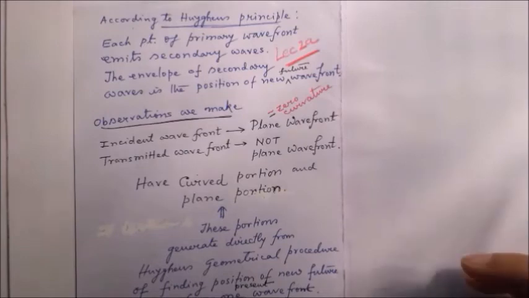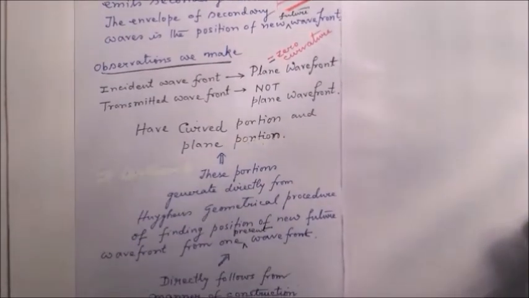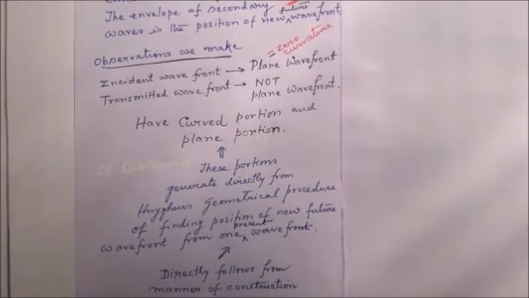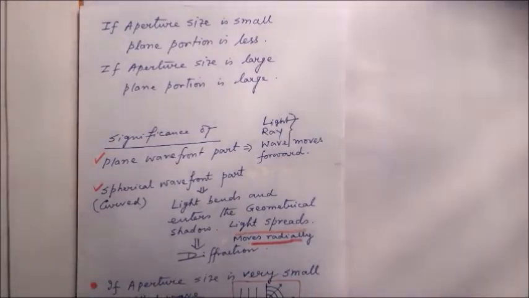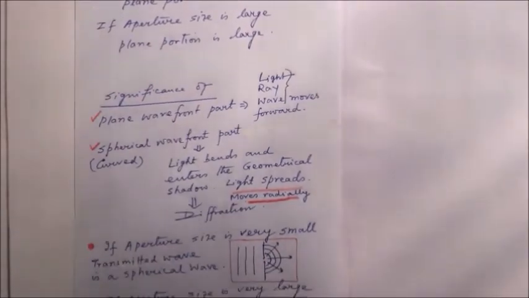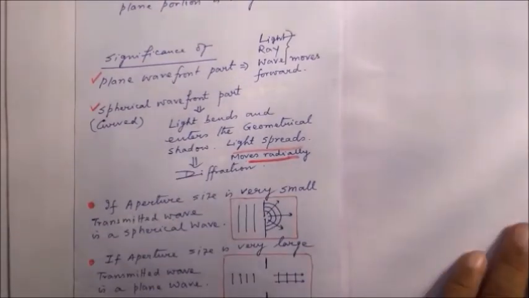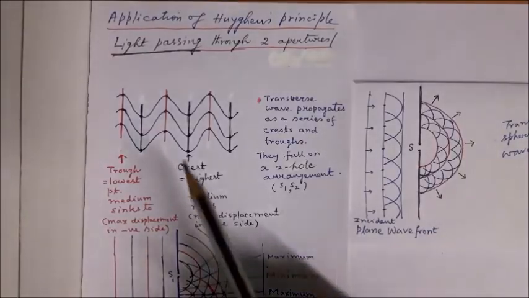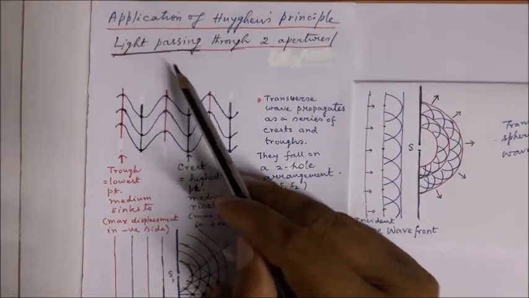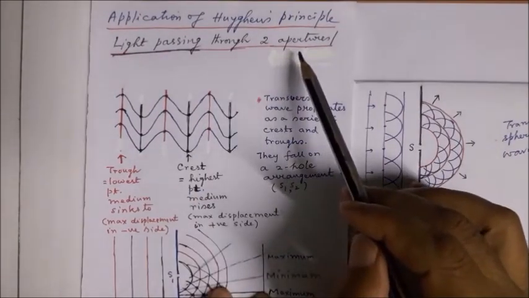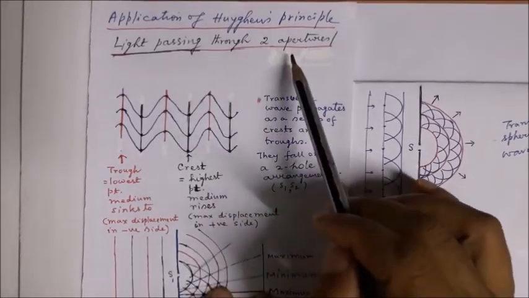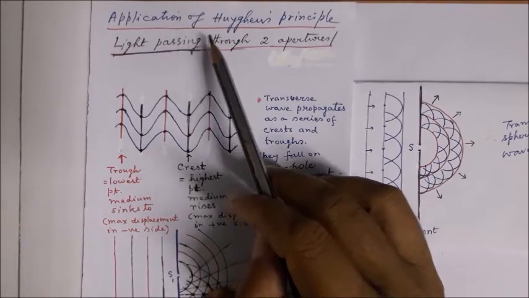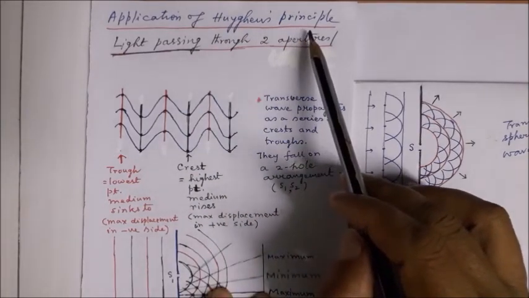So we have been able to describe how light moves into the geometrical shadow region using Huygens principle. Let us consider light passing through two apertures, and we'll analyze such passage of light through two apertures by the application of Huygens principle.